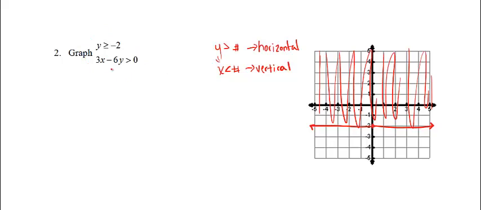This second inequality is not solved for y, so I'm going to solve for y now by subtracting 3x from both sides. And since I'm dividing by a negative, the first thing I want to do is change this greater than sign to a less than. So I have y is less than 1/2 x.